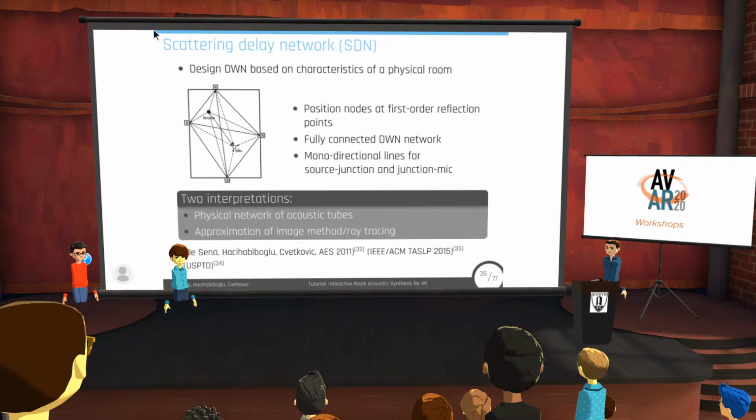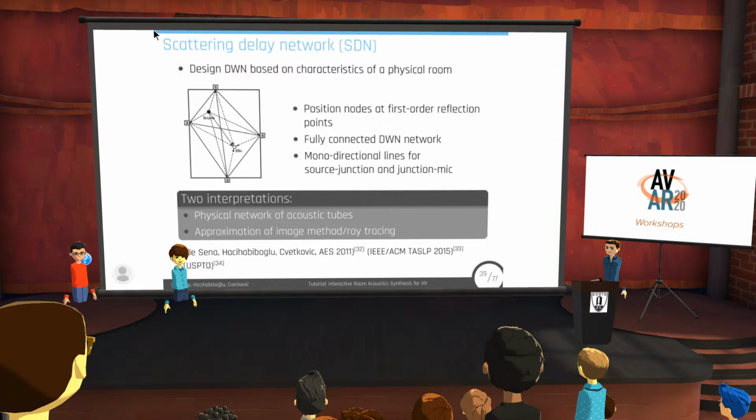One way to define that is something we proposed in 2011 called the scattering delay network. This was based on earlier work by Smith and Karjalainen, and it corresponds to a digital waveguide network that is based on the characteristics of a physical room. You see here on the left a room seen from above, where you have that network. This is really a digital waveguide network, and the scattering nodes here are the points at the boundary.